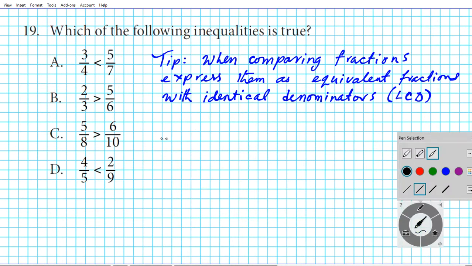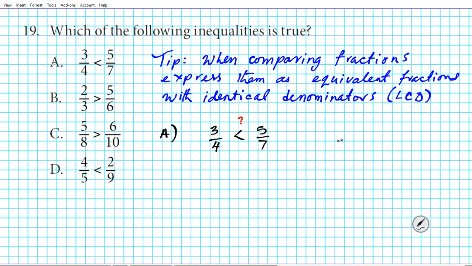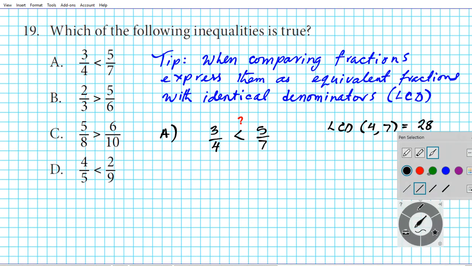For option A, we have 3/4 is less than 5/7. Is that true or false? We don't know yet. If the denominators were identical, we'll just compare the numerators. Okay, so question, what is the LCD of 4 and 7? LCD of 4 and 7, 4 doesn't go into 7, they're co-prime, so you just multiply them together. That's a fast way to do it. 28 is the LCD.